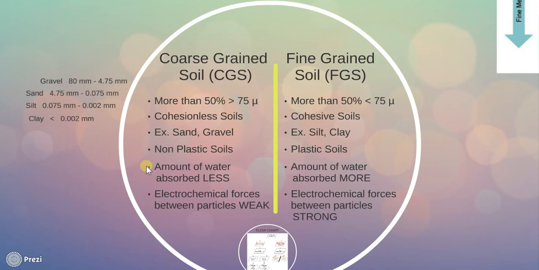CGS contains very small amount of adsorbed water because electrochemical forces between the soil particles are very weak, whereas FGS contains more amount of adsorbed water because of strong electrochemical forces between the soil particles. So these are the differences between coarse grained soils and fine grained soils, or CGS and FGS.